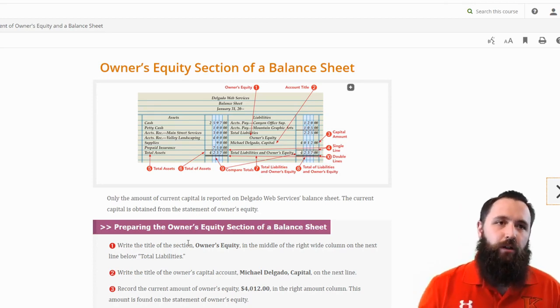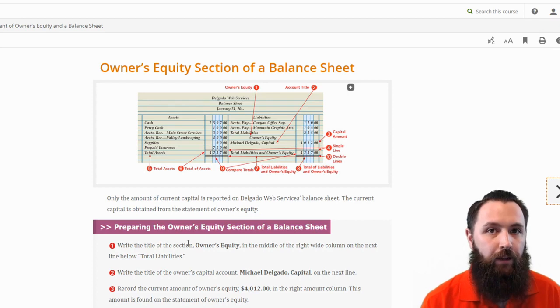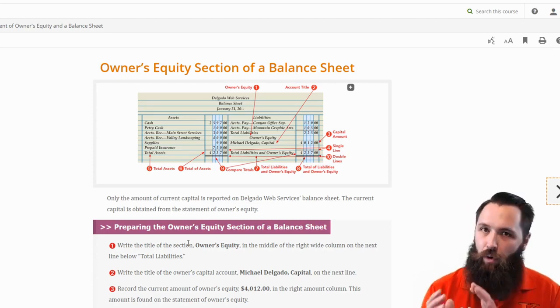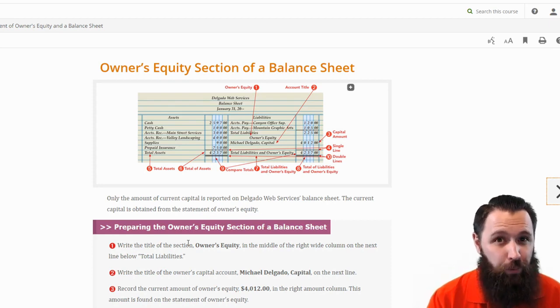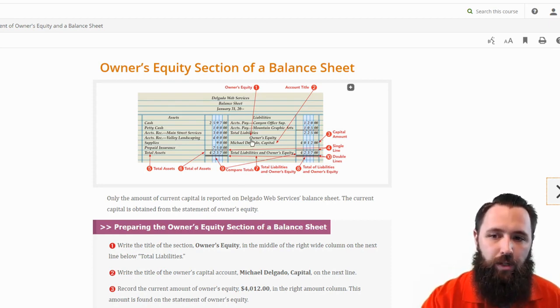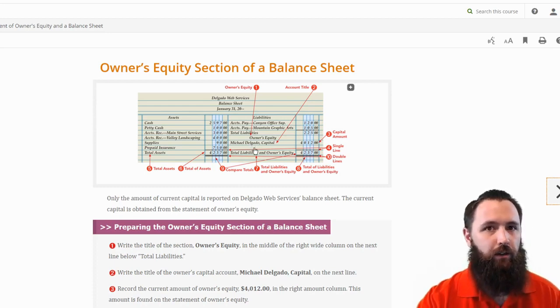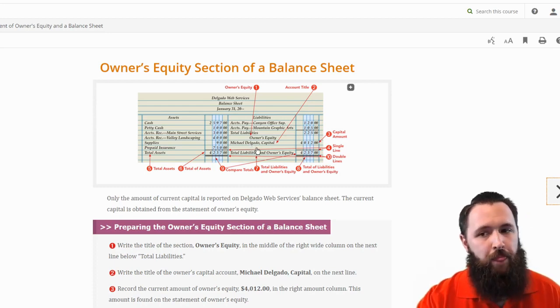But remember, drawing has already been used on the statement of owner's equity, right? We've already used that number, and we've come up with a new capital. So the drawing account has already been absorbed into our new capital account. That's why when it comes down to this owner's equity and we have capital, we're not listing any drawing here. Okay, that's a very important point.